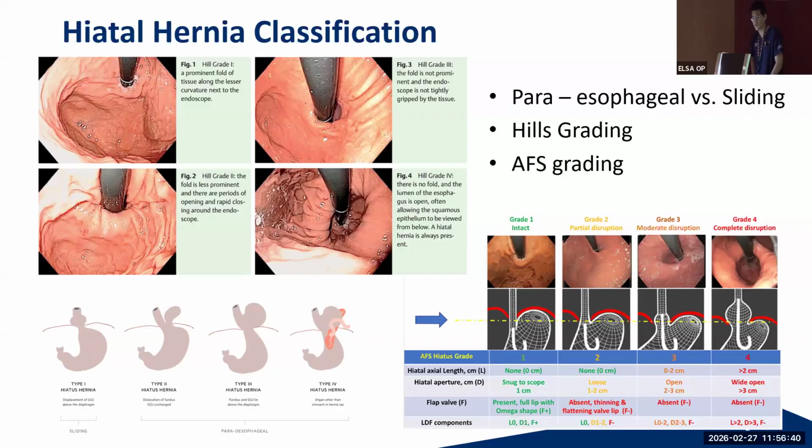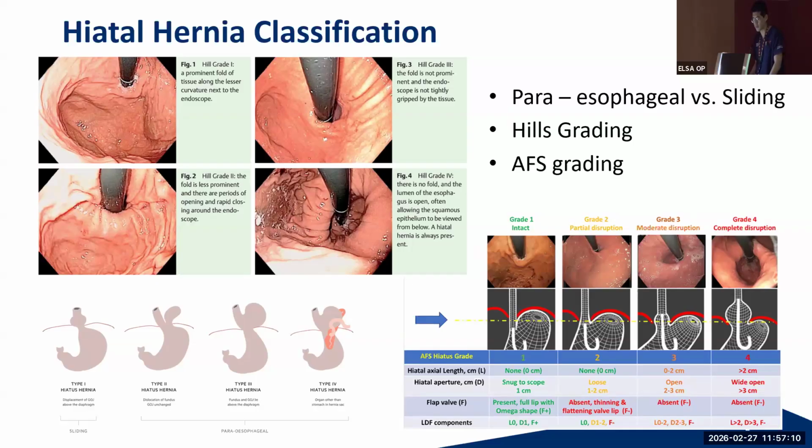More recently, the American Thoracic Society has championed the use of the EFS grading, which takes into account the axial length of the hernia, as well as the hiatal aperture, as well as whether the flap valve is still intact or not. It's somewhat similar to the Hill grading, but it does give a little bit more objective classification into how to grade hiatal hernia.